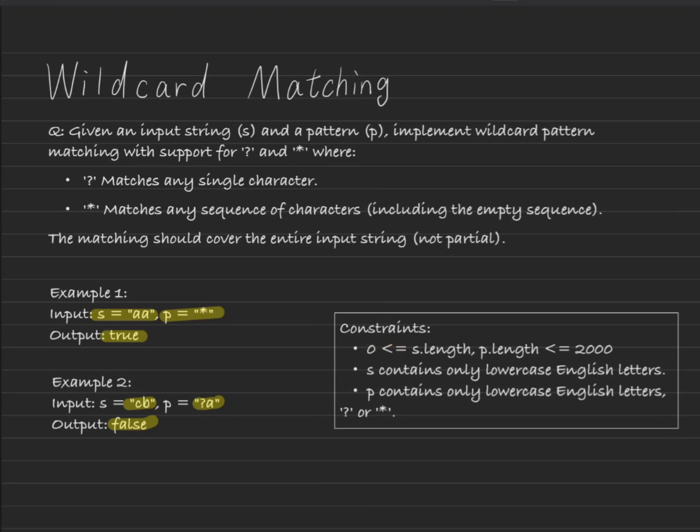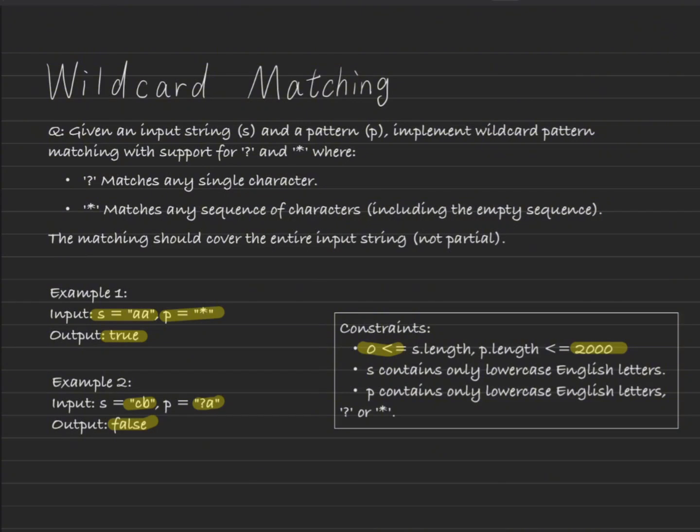We also have the constraint that the length of S and P are greater than or equal to 0 and less than or equal to 2000. And S contains only lowercase English letters and P contains only lowercase English letters plus question mark and star.